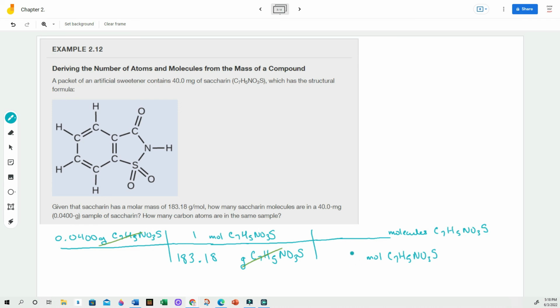Okay, so for Avogadro's number, of course, it's per 1 mole. And this is 6.022 times 10 to the 23rd. And now you can see that my moles of saccharin have canceled, and this will give me molecules of saccharin. So let's do this calculation. And what I'm going to do is I'm actually going to put this number right up here. Okay, so if you put this in your calculator, what you get is 1.31 times 10 to the 20th molecules of saccharin.